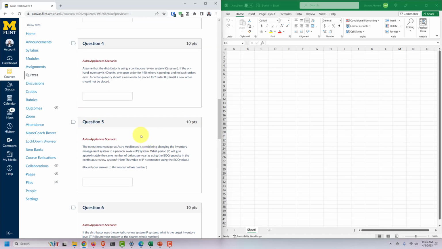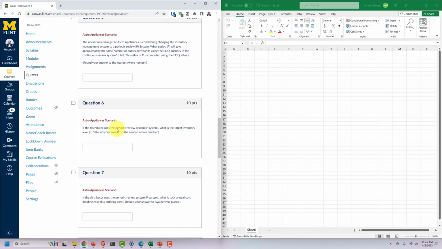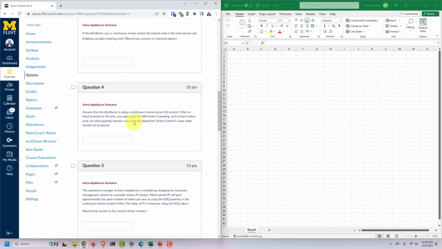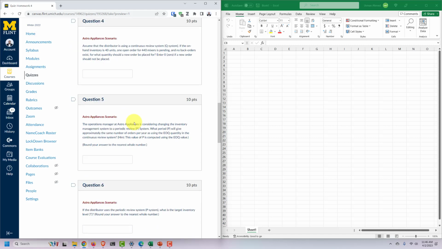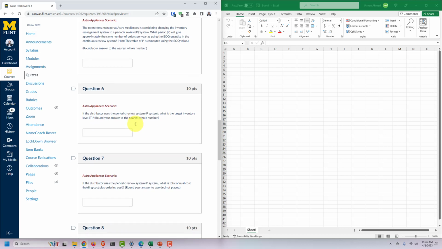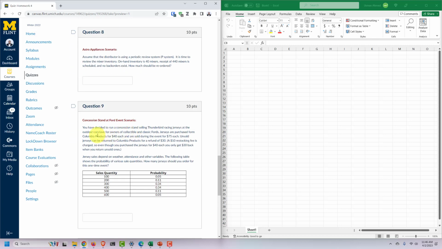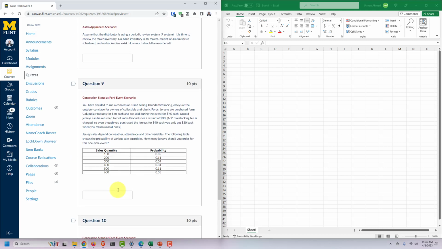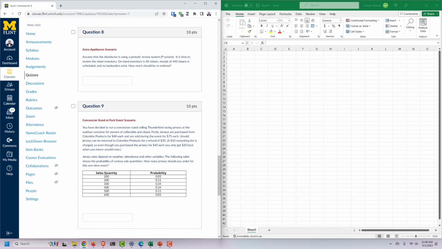well, actually it's the same scenario for most of the questions, where you have to do QR, continuous review system calculations, and then periodic review system calculations. And then we have a question on one period models that we'll talk about at the very end in the concession stand at Ford event scenario.